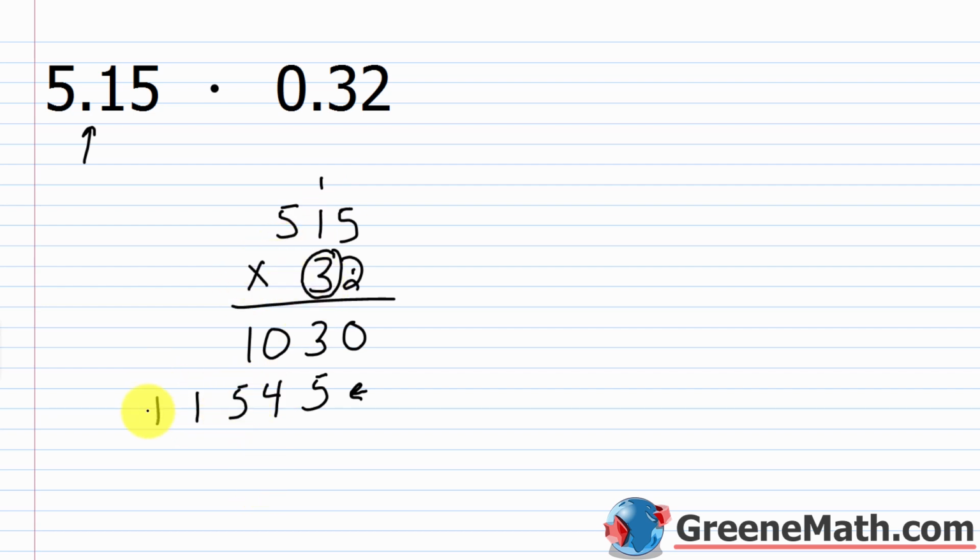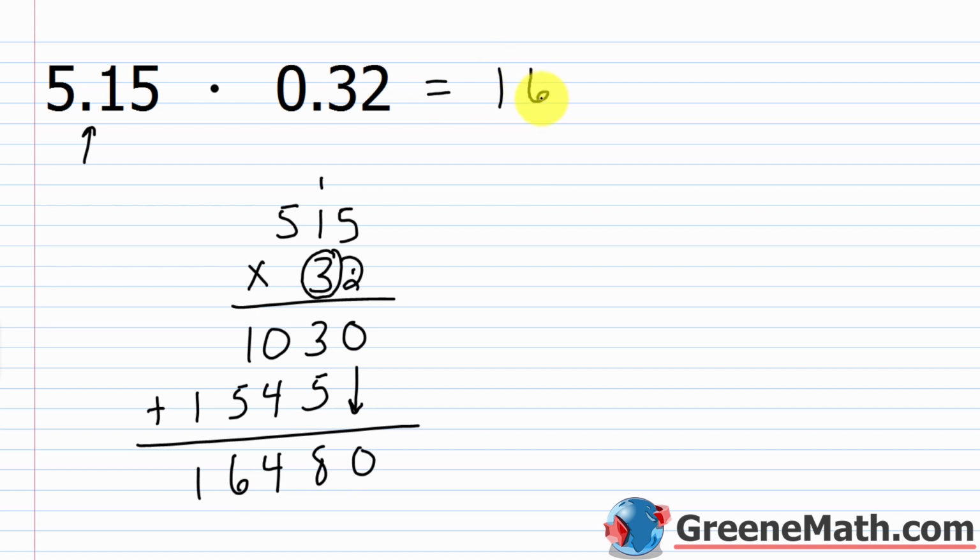And so now we're going to add. Go ahead and bring down this 0. 3 plus 5 is 8. 0 plus 4 is 4. 1 plus 5 is 6. And then bring down that 1. So what I get is 16,480. But that's obviously not my answer because I haven't figured out where to put the decimal point yet. So just go ahead and drag this up, 16480. And now we're going to figure out where to put the decimal point.